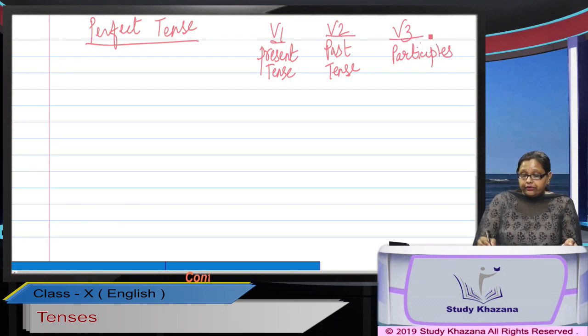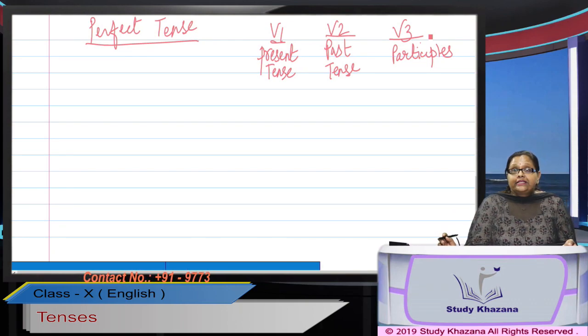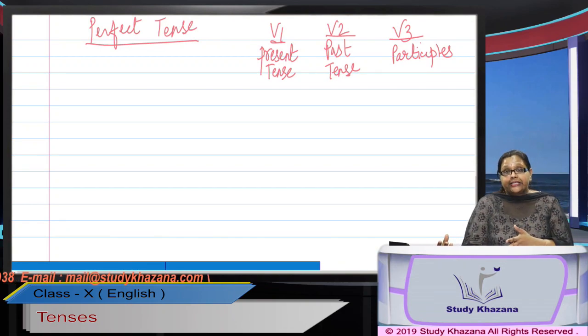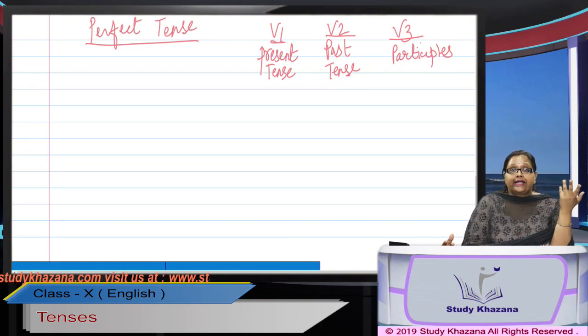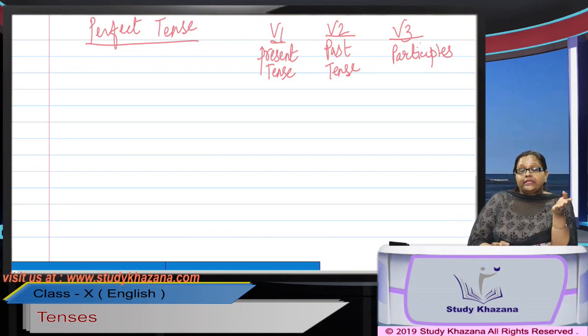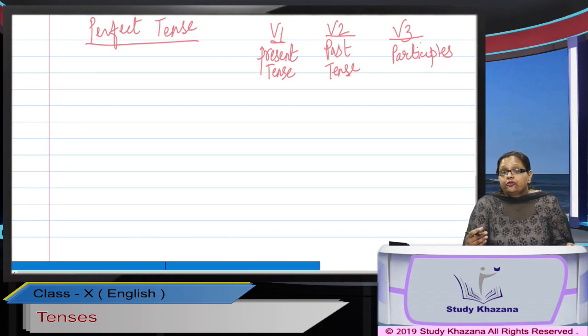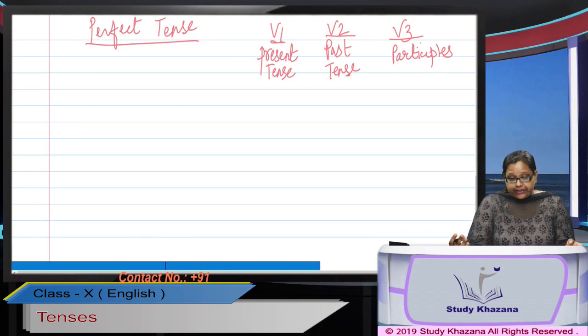Now their rules. Present tense we use when we are telling any sentence in present form. Okay. And past tense I will explain to you. Past tense means something that has happened. And participles are the third form of the verb that is normally used in the perfect tense and in passive voice. So passive voice we will discuss later on. Right now we should focus on the perfect form.